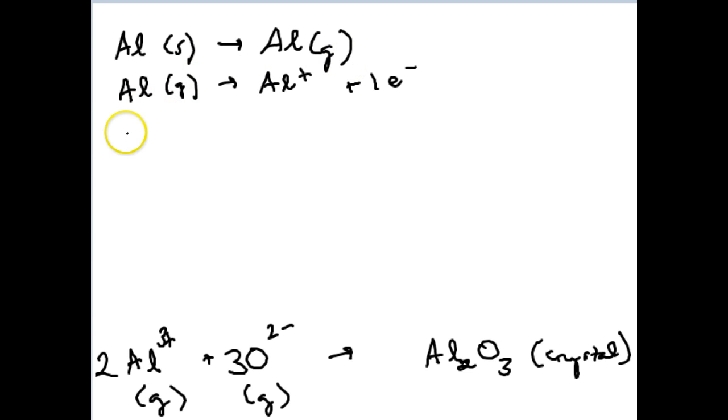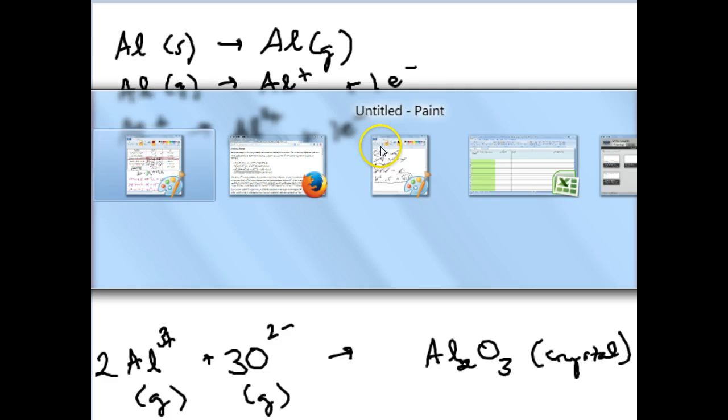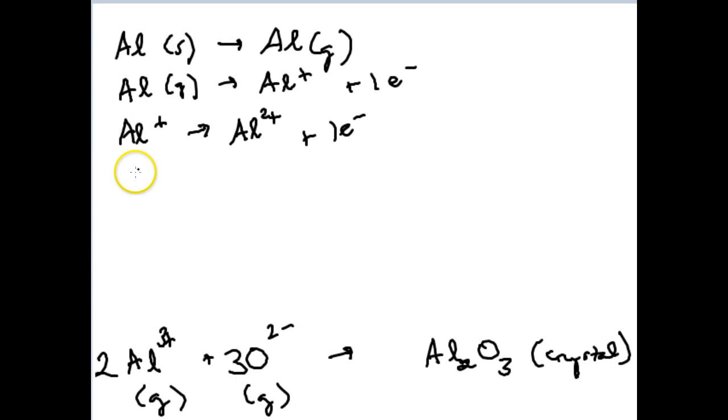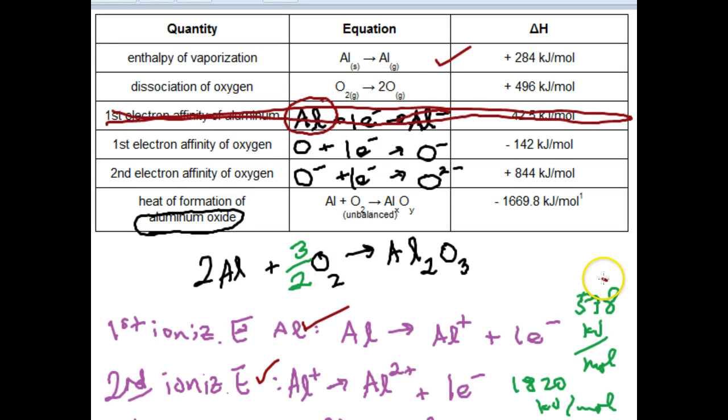Now, we have also the energy that it takes to take aluminum plus into Al2 plus and another electron. We have that energy. See? It's right there. That's the energy. And when I say that's the energy, I mean this part, these things in green.